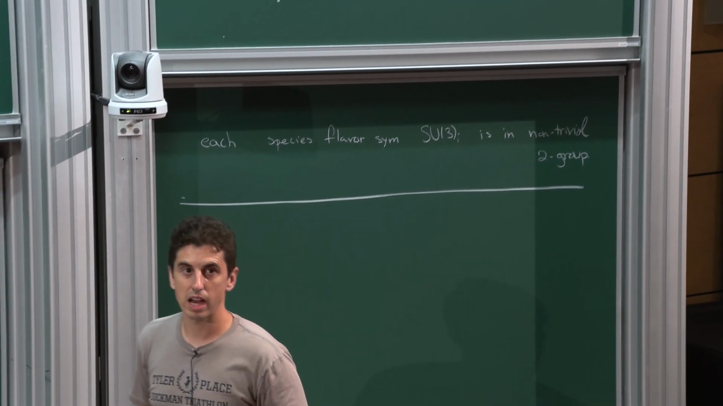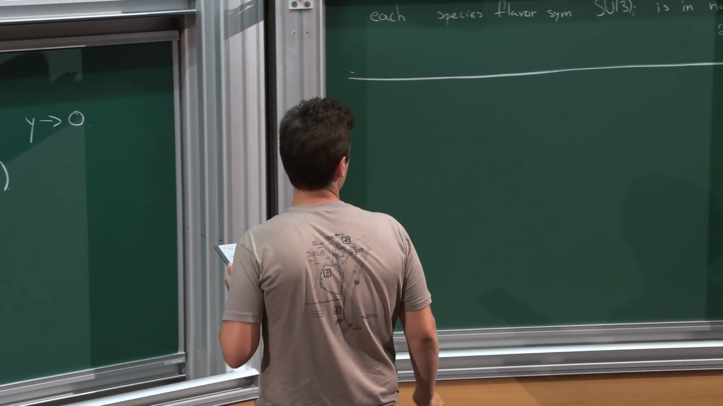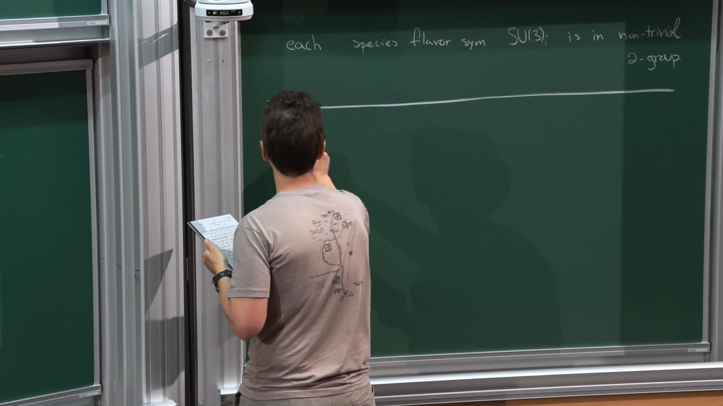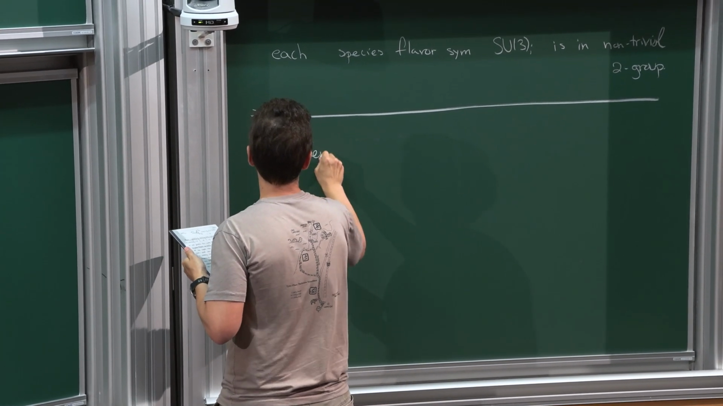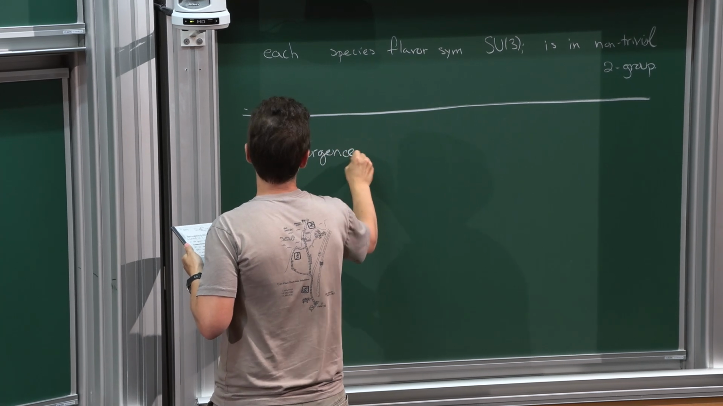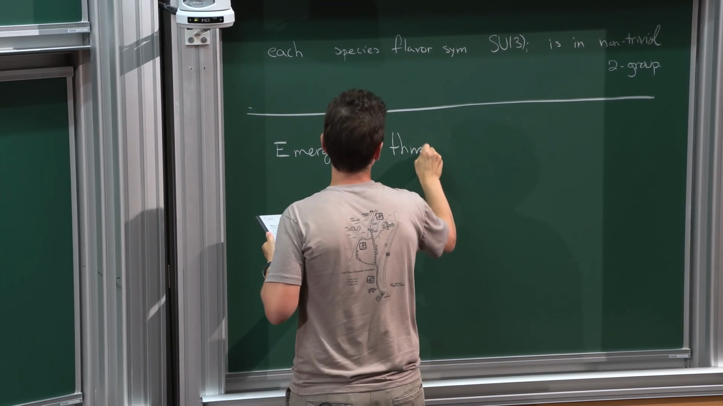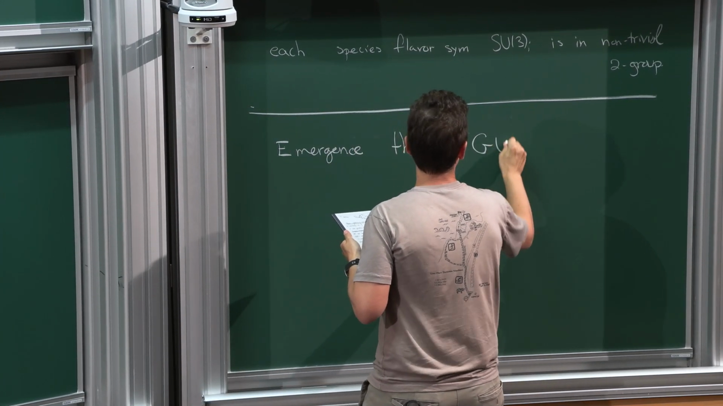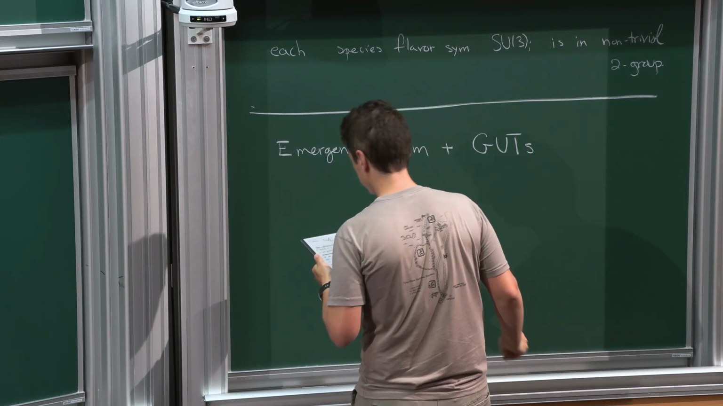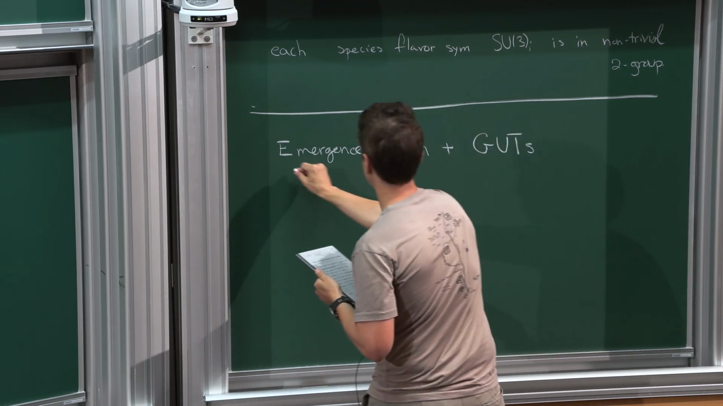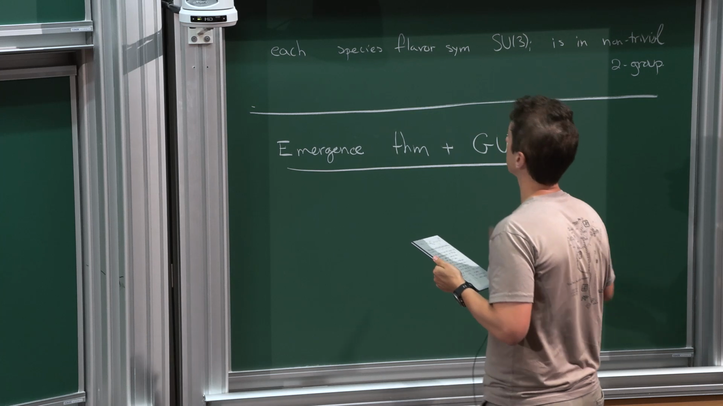What kind of physics can you mine out of this? Well, we can constrain grand unified theories. So we're going to study the emergence theorem and GUTs, given this information.